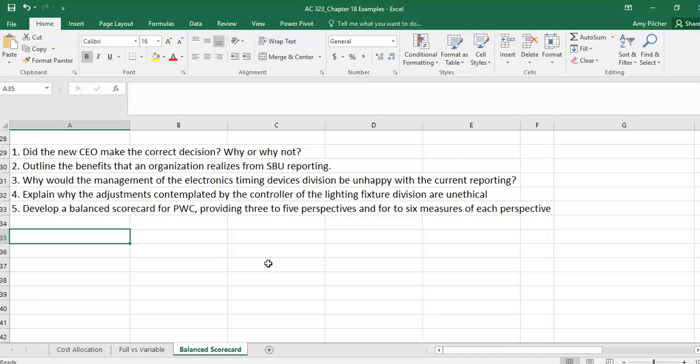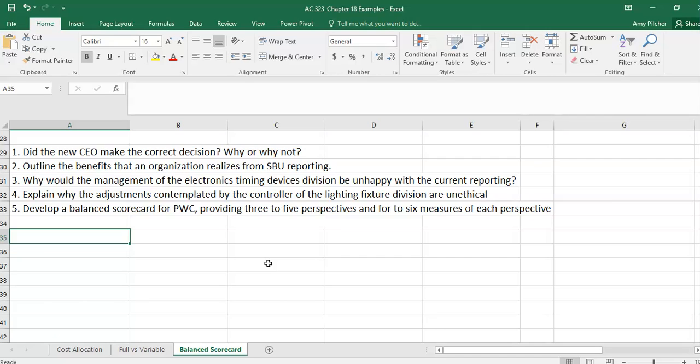Of course, for our financial perspective, we can have contribution margin growth, sales growth, any of the financial ratios, gross margin percentage, current ratio, ROI. From the customer perspective, of course, we can have different things like customer satisfaction, repeat customers, number of new customers, customer loyalty, customer complaints, customer survey results.